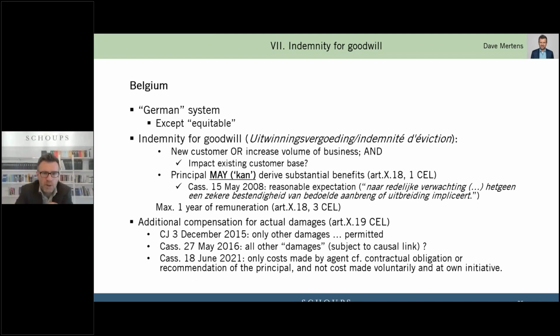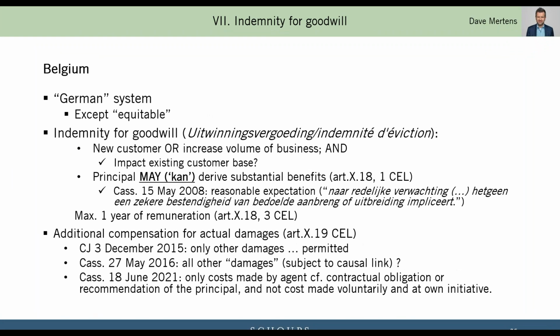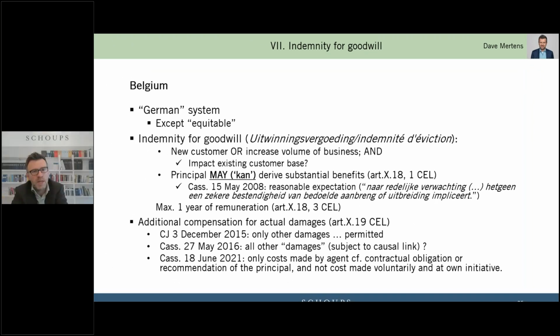What does that mean? Not much case law about that. Fairly recently, the Supreme Court has confirmed that it's only costs and investments made by the agent under a contractual obligation to do so, or on recommendations of the principal, not costs made voluntarily and at its own initiative. So one example could be your agent has a showroom in Antwerp, and against your recommendation as a principal opens a new showroom in Hasselt, for instance. That cost, made freely against the recommendation of the principal, will not be compensatable under Article 19 of the Belgian Act.